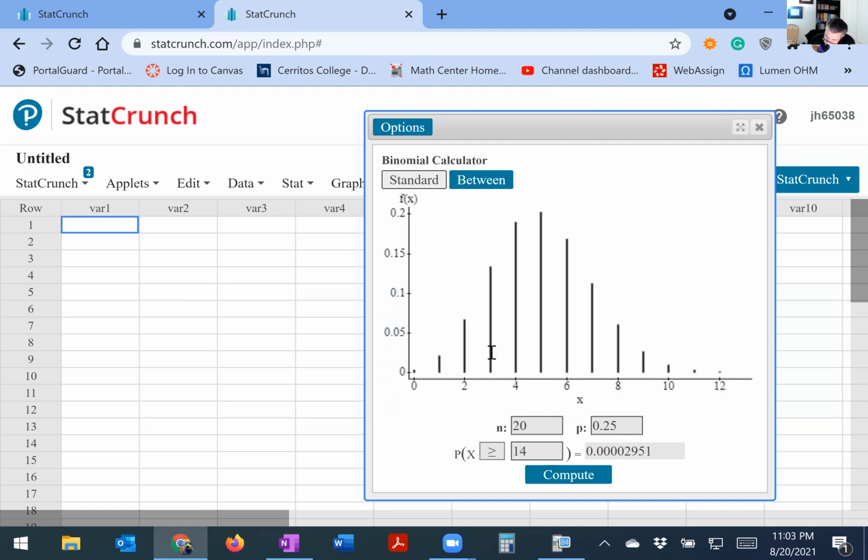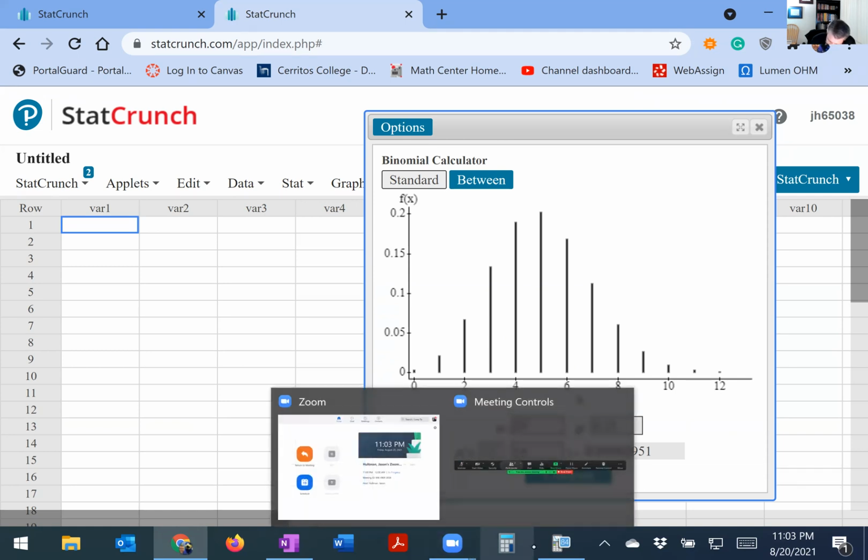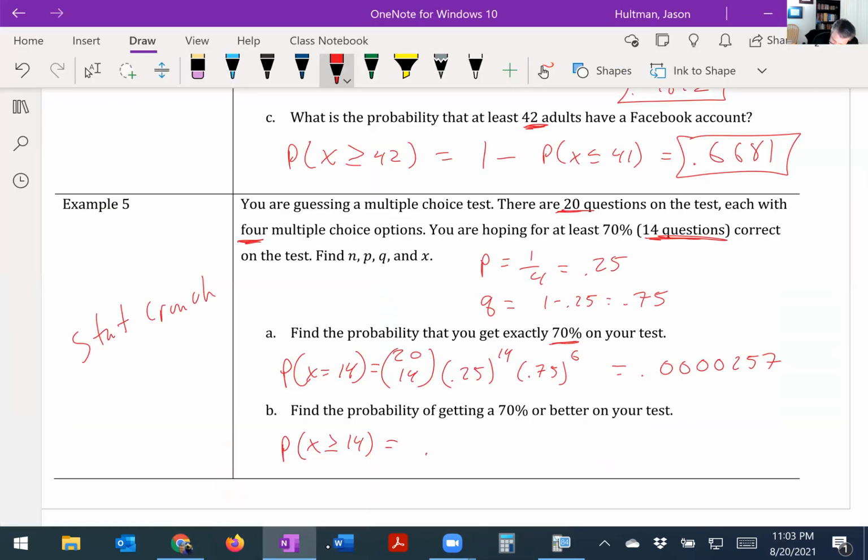Boom, 0.0000 2951, still 4 zeros. It went up a tiny bit, but it's still incredibly low. So this is 0.00002951, still incredibly low. This is your chance of guessing on the exam and passing.